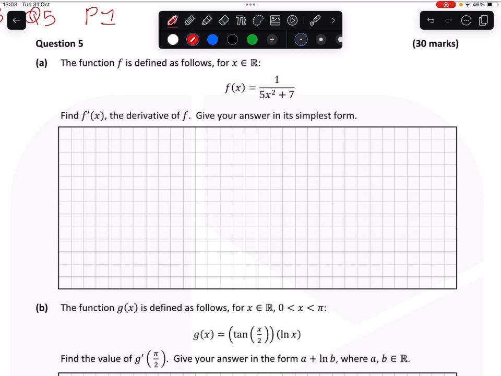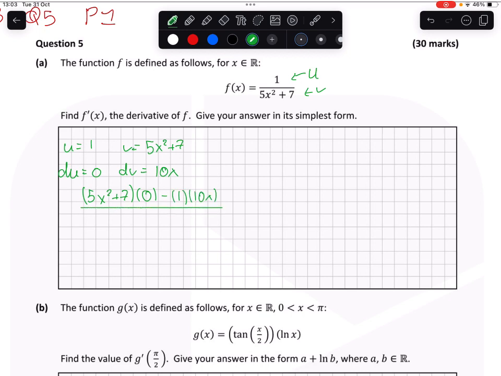First of all, we have one number over another, so we can go straight ahead and do the quotient rule, where the top one is going to be u and the bottom is going to be v. So u is 1, so du is 0. And v is equal to 5x squared plus 7, the derivative of which is 10x. So we have 5x squared plus 7 multiplied by 0 minus 1 times 10x, and this whole thing gets divided by 5x squared plus 7 all squared.